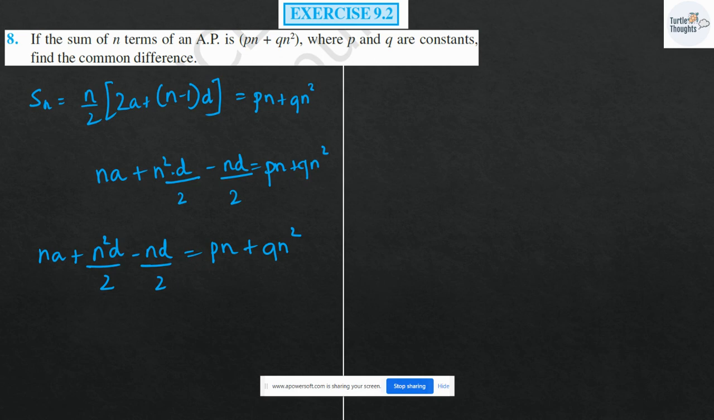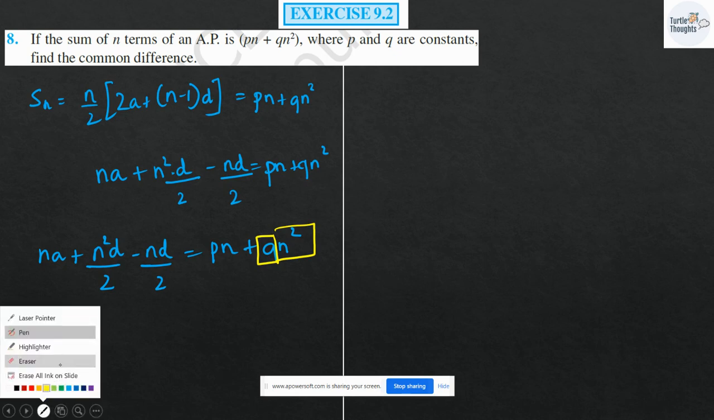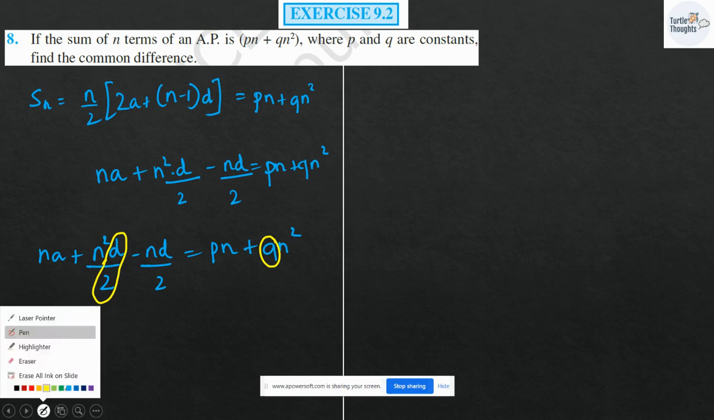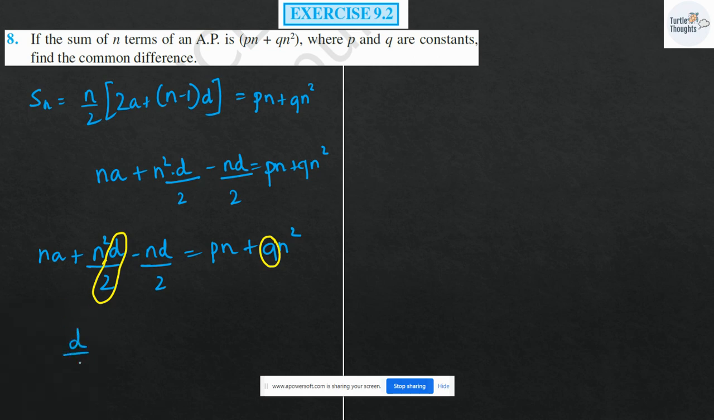Next, we will be comparing the coefficient of n square on both sides. With n square on the right we have Q, and with n square on the left we have d by 2. So what can I write here? Can I write that d by 2 should be equal to Q, because the coefficients of n square on the LHS and the RHS should be the same?